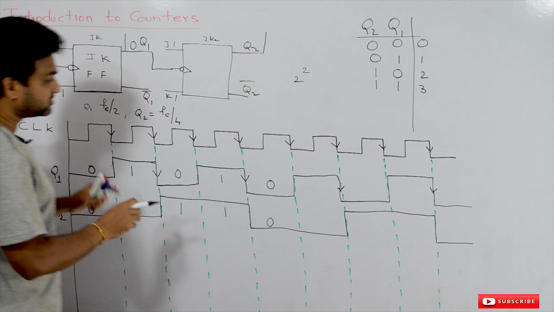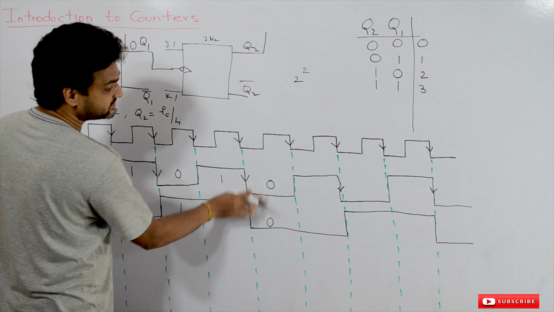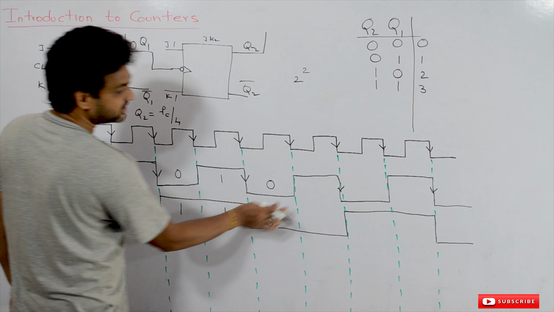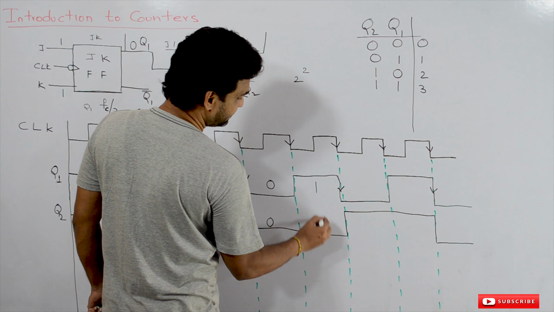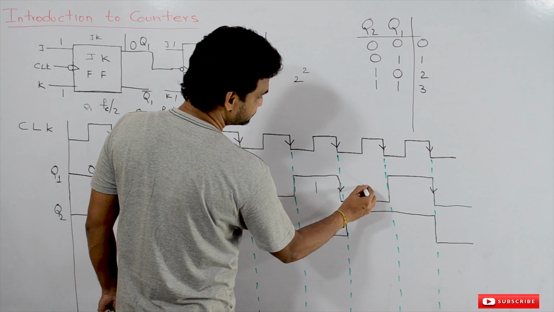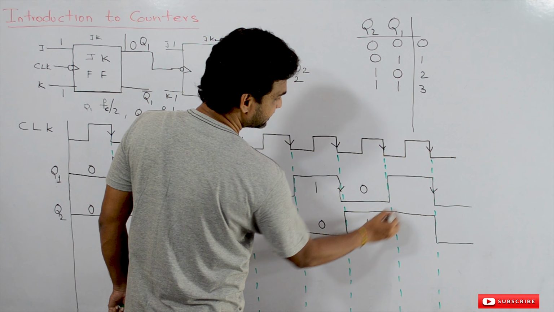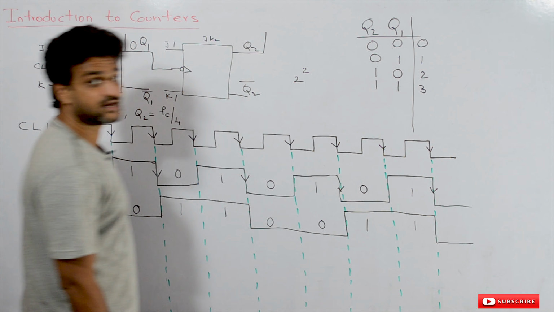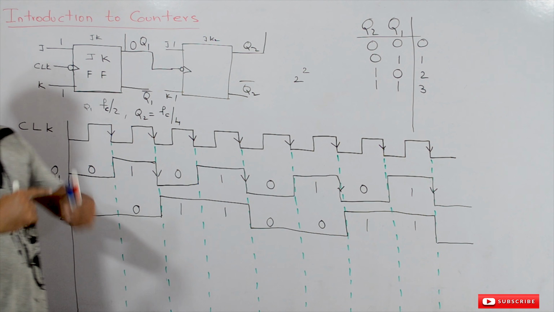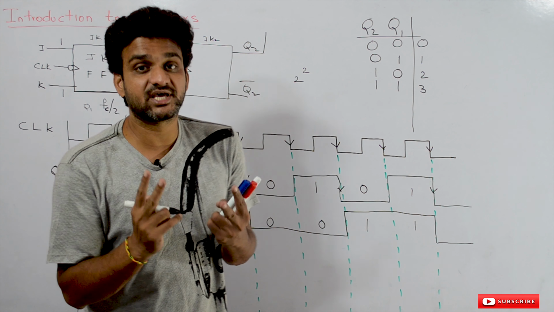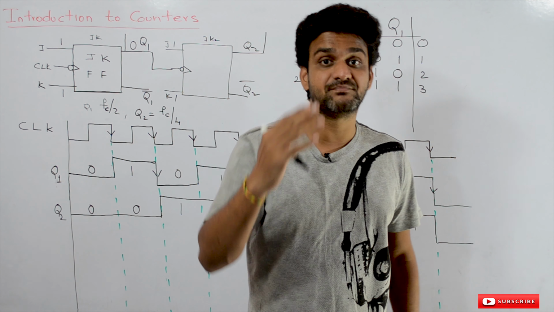So in the next cycle, again this is going to repeat 0, 0. In the next cycle it is going to be 1, 0. In the next cycle it is going to be 0, 1. Here it is 1, 1. So the cycle repeats. With 2 JK flip-flops we can count 4 numbers.